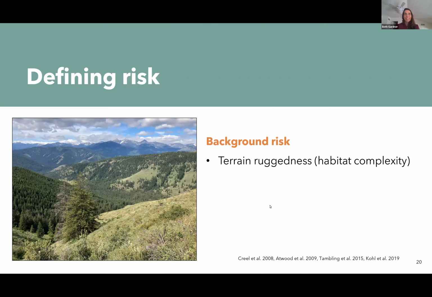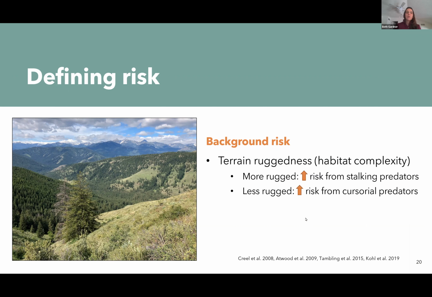One thing that we also wanted to define here was what might be a riskier area. So we used terrain ruggedness as a way to classify habitat as risky or not. The assumption was that more rugged habitat would mean an increased risk from stalking predators, and a less rugged area would mean an increased risk from those cursorial predators. So again, using that hunting mode to motivate areas of risk.